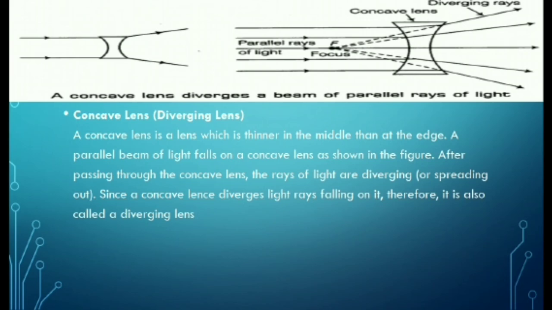A concave lens is a lens which is thinner in the middle than at the edge. A parallel beam of light falls on a concave lens as shown in the figure. After passing through the concave lens, the rays of light are diverging or spreading out. Since the concave lens diverges light rays falling on it, it is also called a diverging lens.